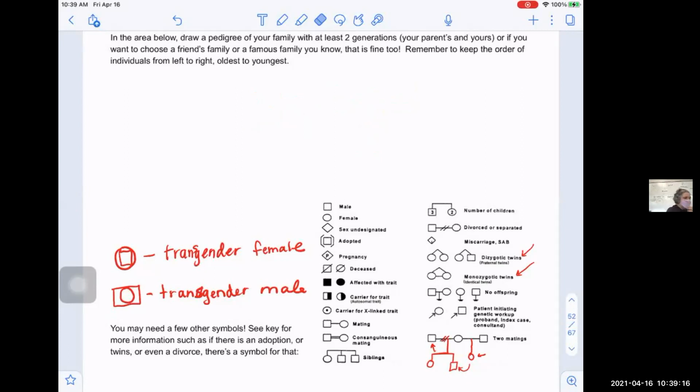We're going to talk about that double line and what it means. But you would not have a line connecting you. You have the same mom, but you aren't connected to the same sibling line because you both have different dads.